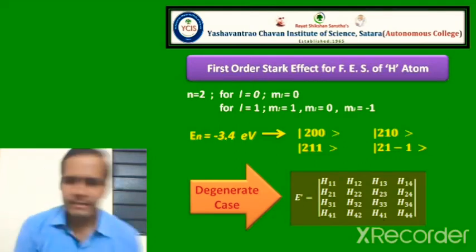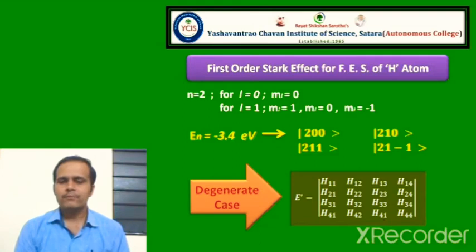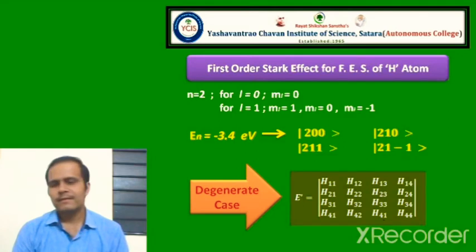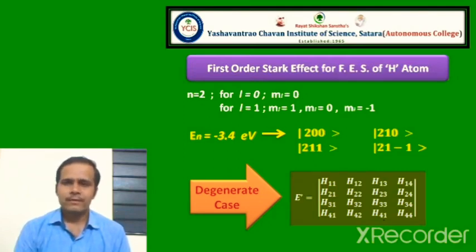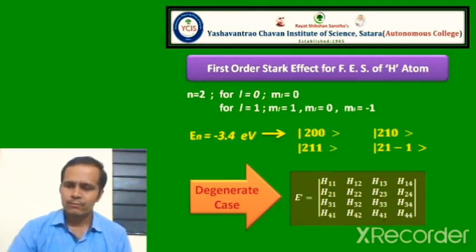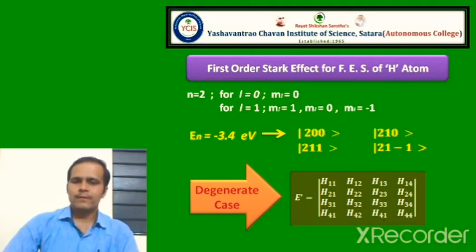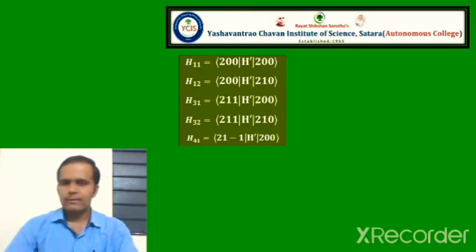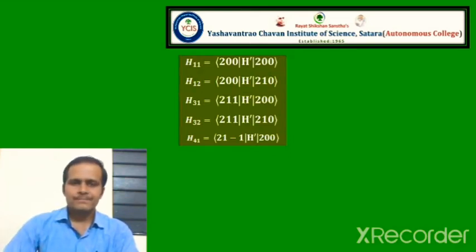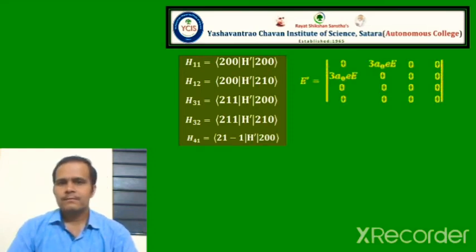calculate, and then we have to substitute the values of all H11, H12 and so on here in this determinant. Then we have to solve this determinant, and easily we can find value of E dash, that is the correction to the energy for the first excited state of hydrogen atom. For first excited state, the unperturbed energy is minus 3.4 electron volt. So let me find the correction to the energy by using this formula. So we have this formula.